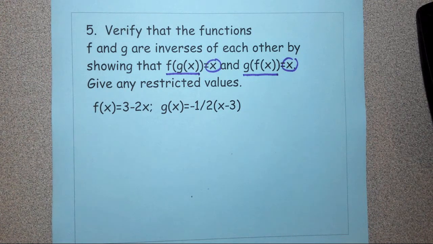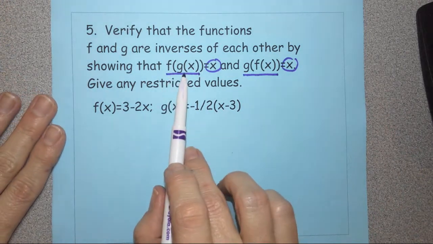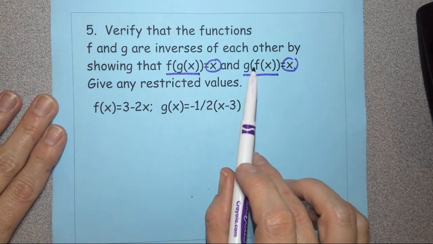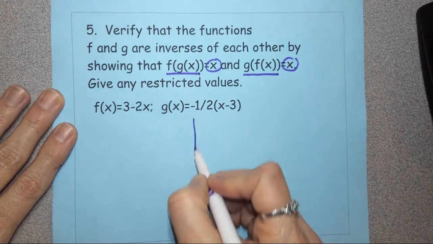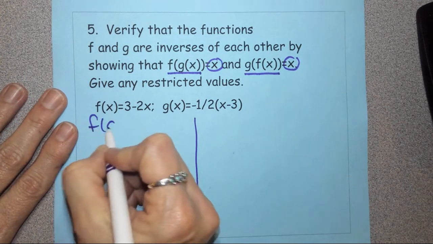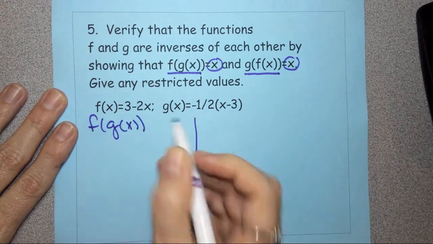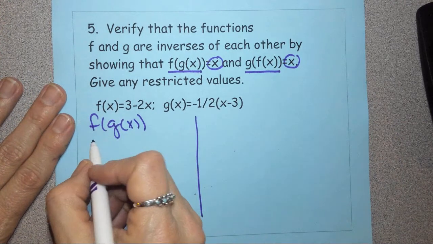So when they ask you to verify or to not verify that two equations are inverses, you're going to do f of g of x, and then you're going to do g of f of x. So I'm going to do that right now. First, I'm going to do f of g of x. So this is a review of what we did yesterday.